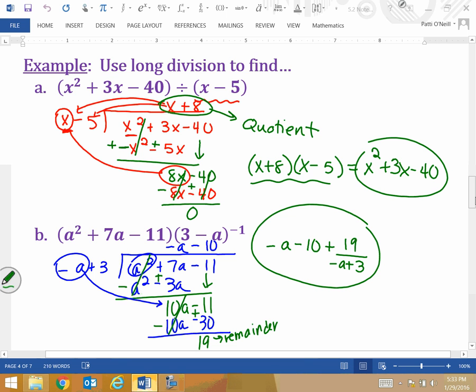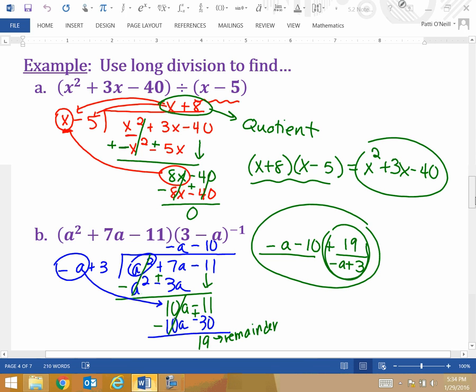That's our final answer. This part, this is the new piece from the problem above. That's our remainder piece. This is our quotient. That's our remainder. So the negative a plus 3 would not be considered to be a factor of that original dividend, a squared plus 7a minus 11.